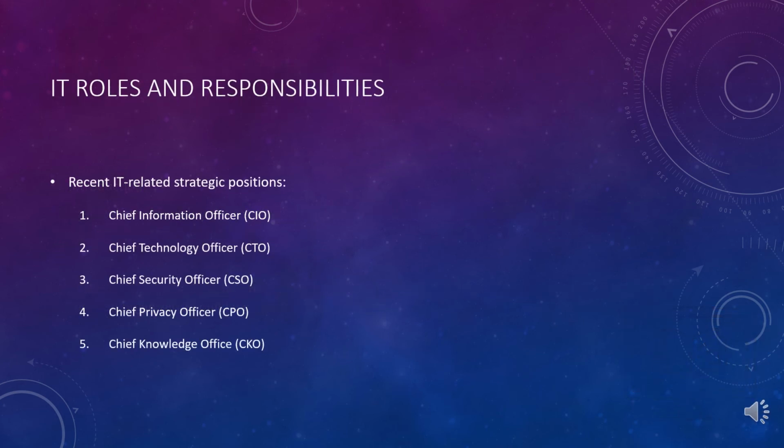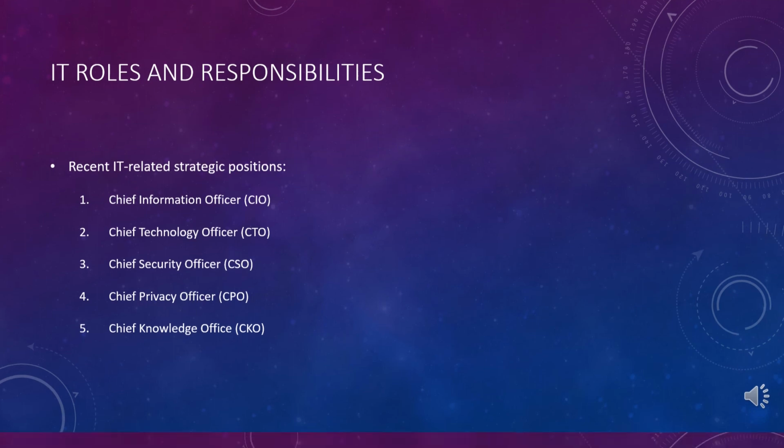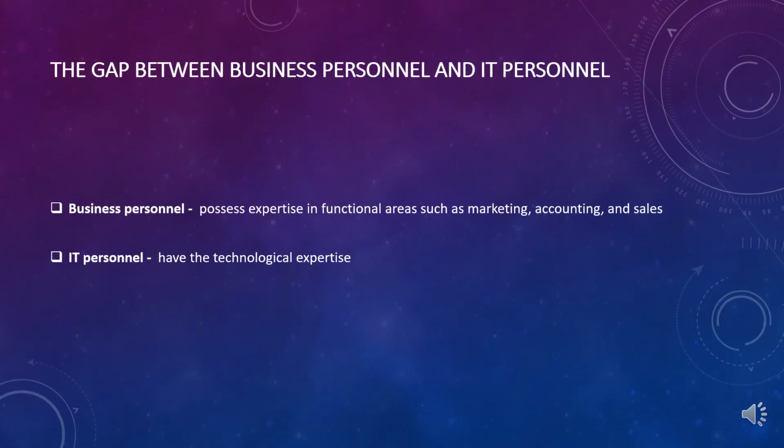IT roles and responsibilities. Recent IT-related strategic positions. There are five: Chief Information Officer (CIO), Chief Technology Officer (CTO), Chief Security Officer (CSO), Chief Privacy Officer (CPO), and last, Chief Knowledge Officer (CKO). The gap between business personnel and IT personnel. Business personnel possess expertise in functional areas such as marketing, accounting, and sales, whereas IT personnel have the technological expertise.